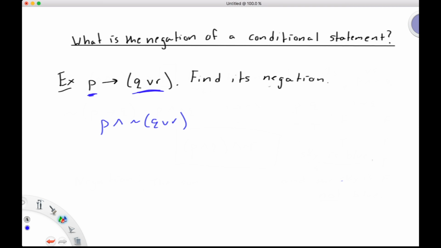Now, if you're familiar with De Morgan's laws, and maybe I'll do another video on these as well, you know that there is another way that we could write this as well, because we know that if we take the negation of an or statement, we would have an and statement, not Q and not R. And so we can simplify this, if you will, to express that here as well. And so that would be P and not Q and not R.